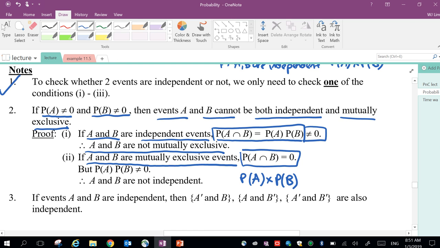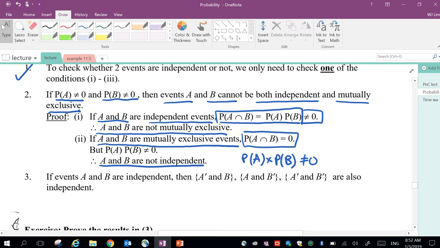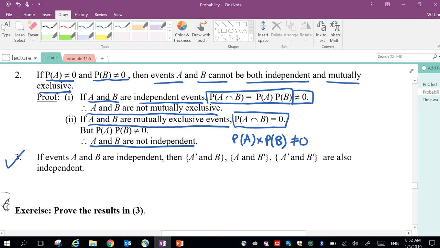Since they are not equal to 0, then A intersect B are not independent. This is just for our own enrichment, so it won't come out. But point number 3 will come out. Point number 3 will come out.